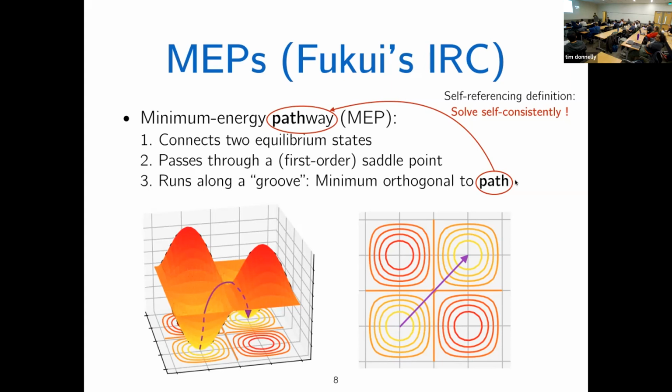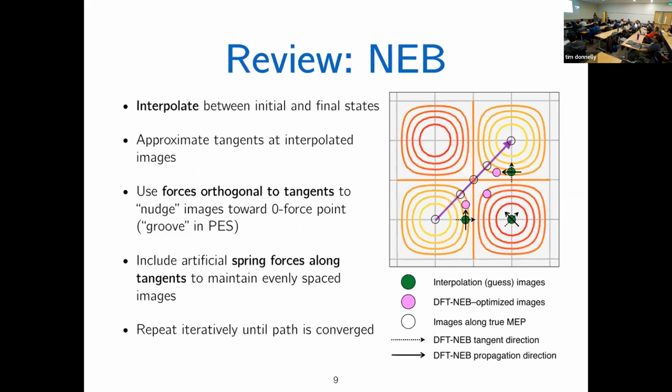And so we know that in the physical sciences, whenever you see a self-referencing definition, it usually means that you can use a self-consistent scheme to solve it, which is actually what you see with the second Hohenberg-Kohn theorem and DFT. It's a self-referencing definition. So how do we typically solve this with deterministic, ab initio or atomistic methods? You use nudged elastic band.